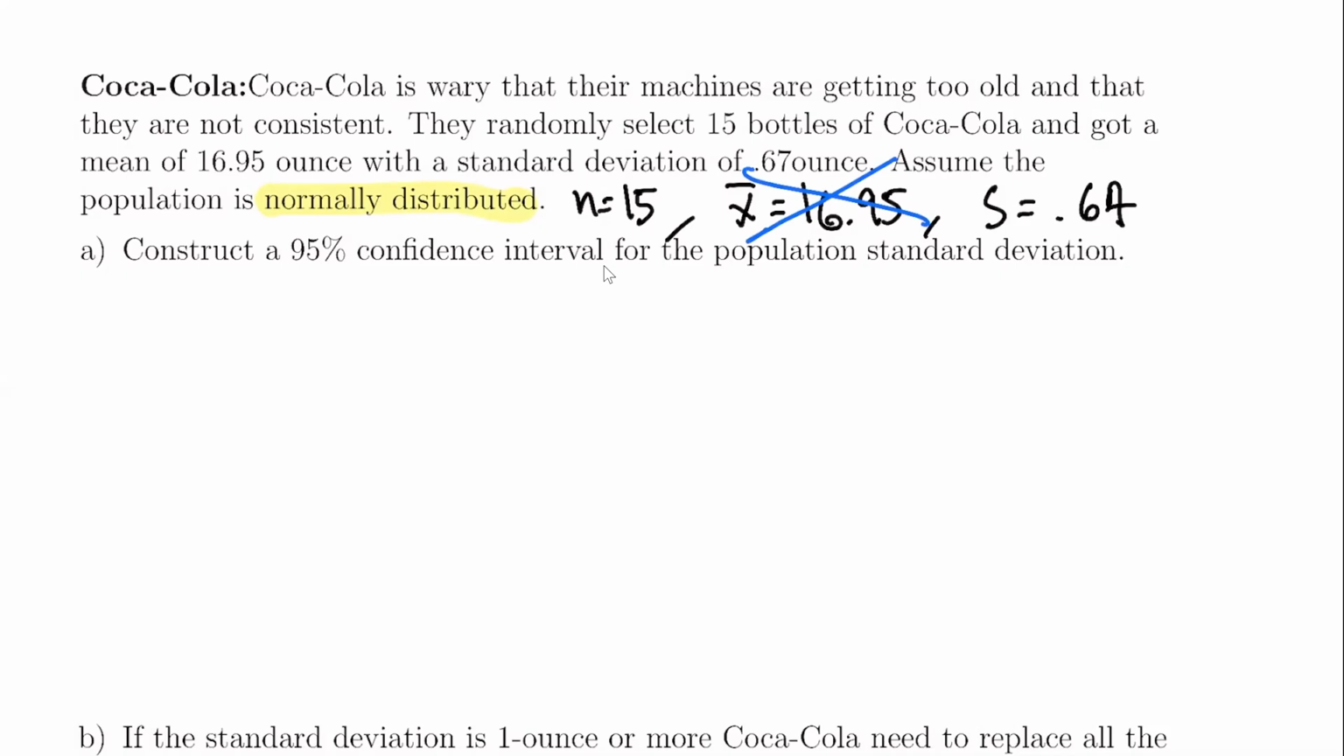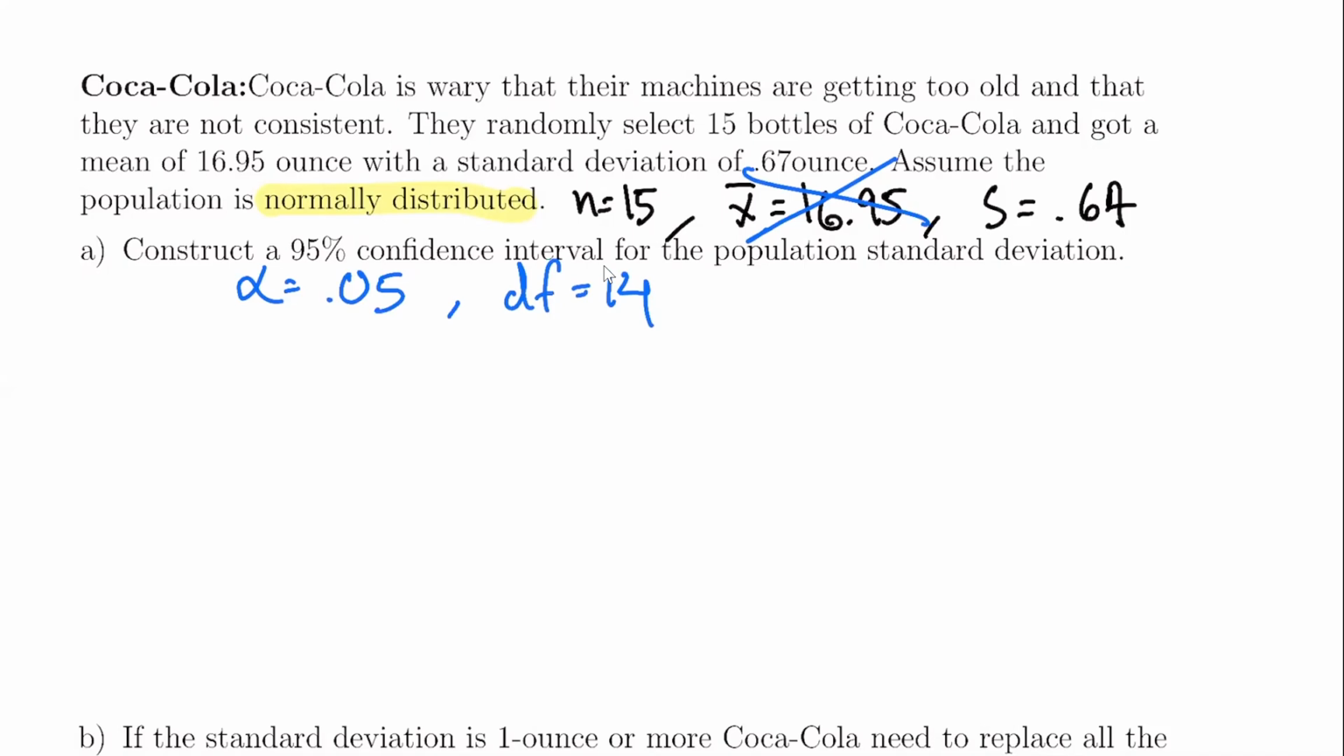For this one, they tell us we're doing a 95% confidence interval. That means alpha is equal to 0.05, and we have a degree of freedom of 14. Remember, since the confidence level is 95%, to find alpha, do 1 minus the confidence level. That will give you the 0.05.